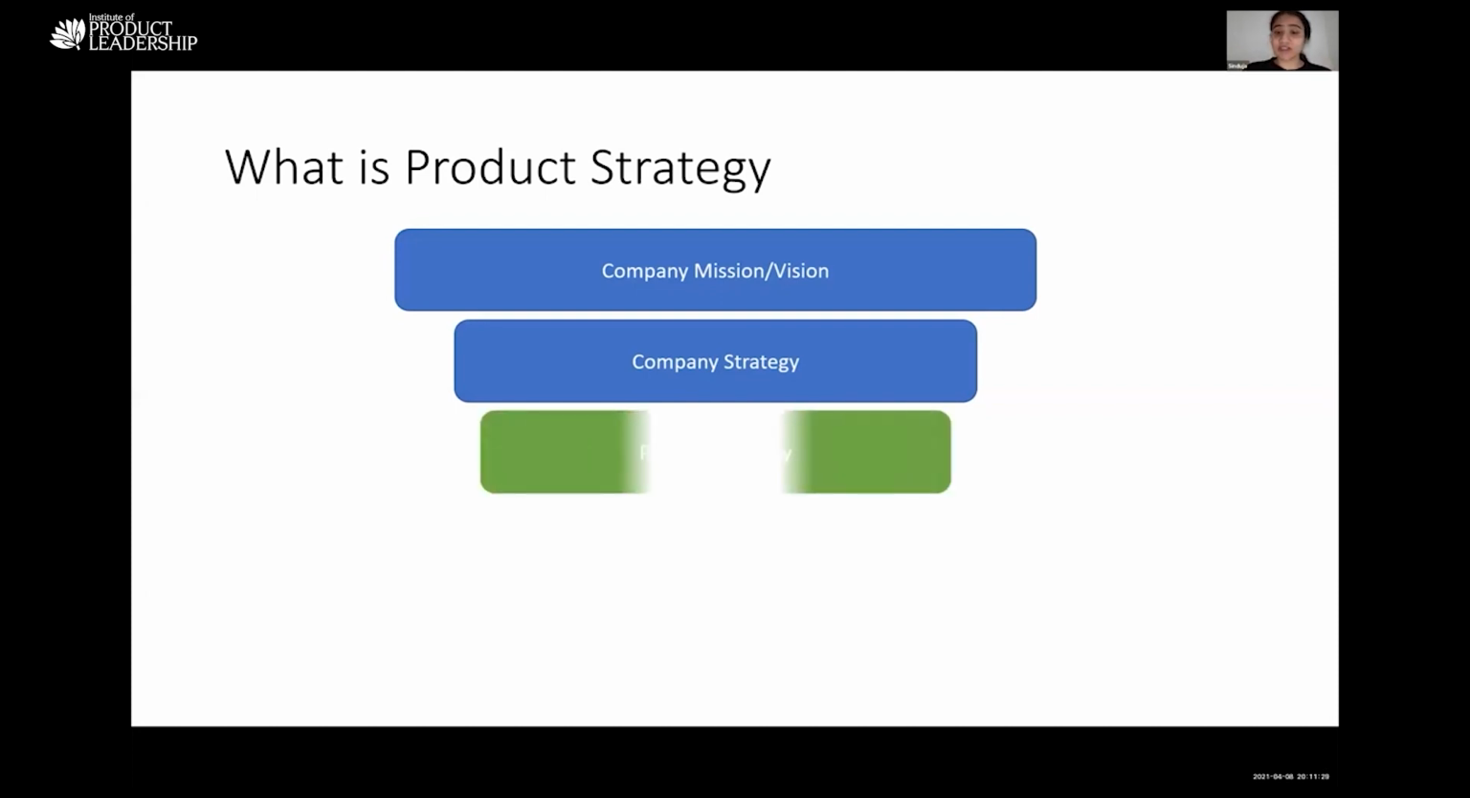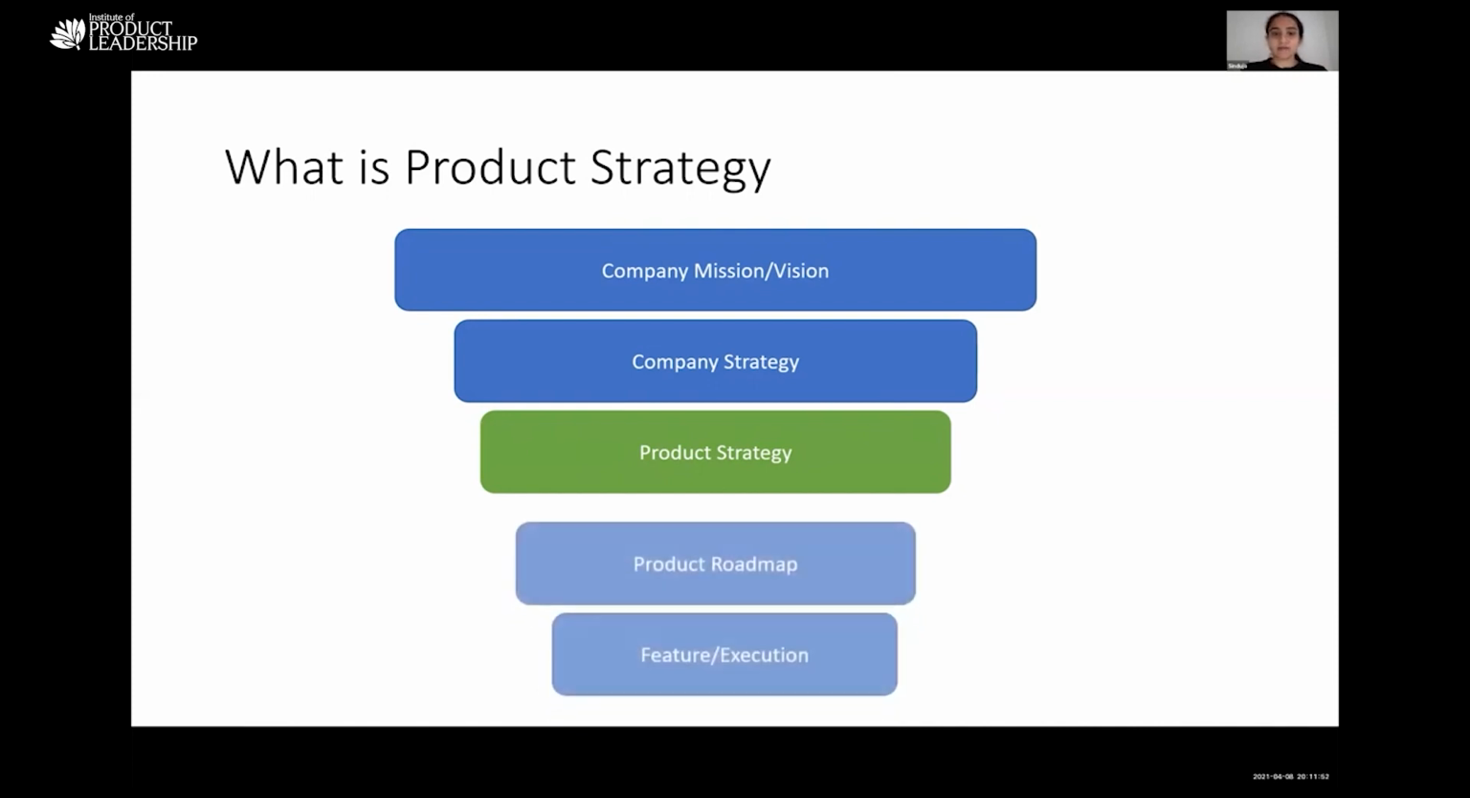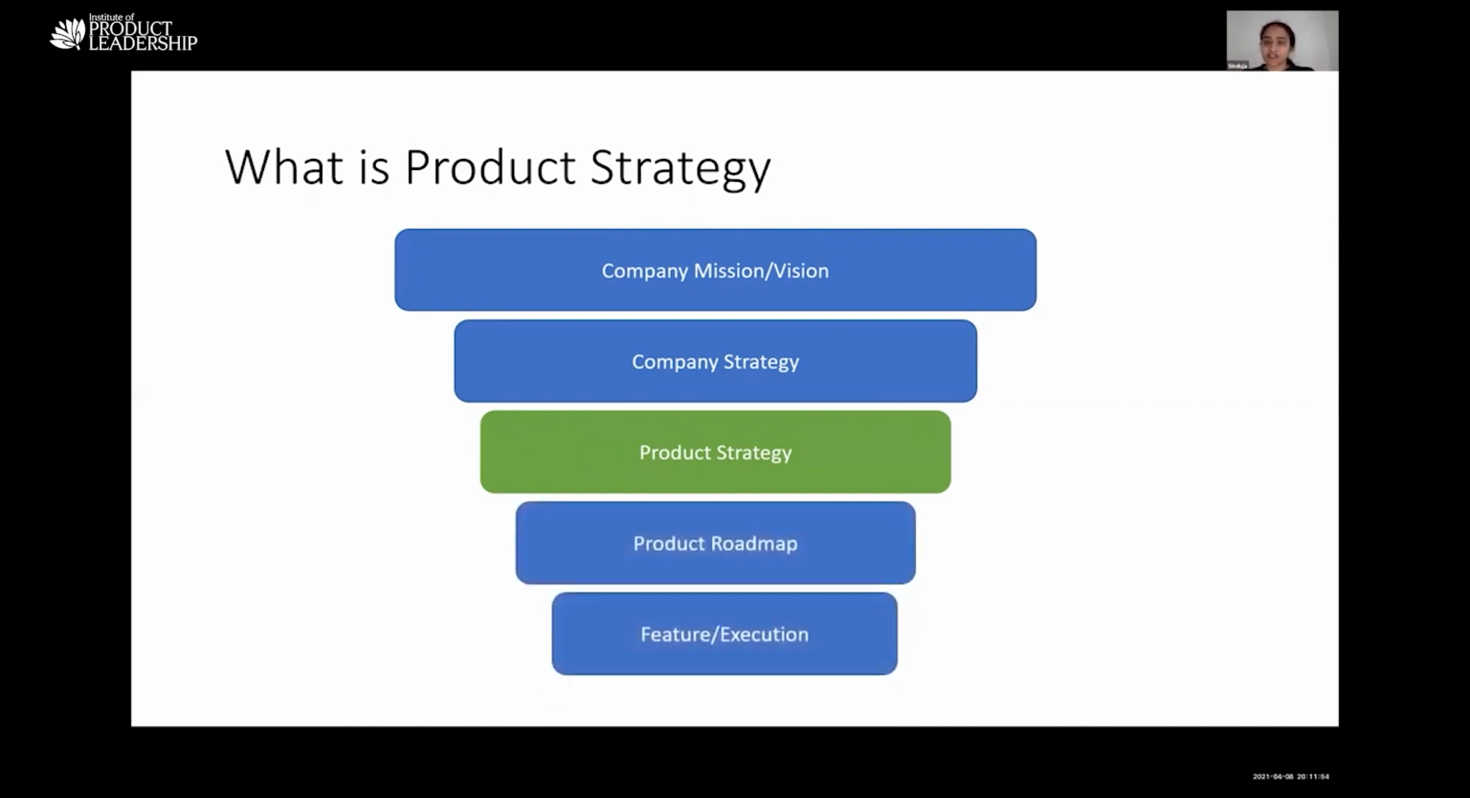That's your company strategy. Then comes your product strategy. Product strategy is kind of under these two umbrellas, if you will, and every product obviously will have its own strategy. The company mission and the company strategy are the guiding light for the product strategy, but every product should have its own strategy. Under the product strategy come your product roadmap and how you are going to execute on that roadmap.